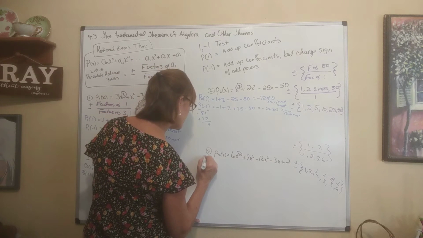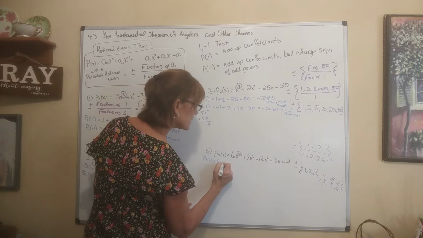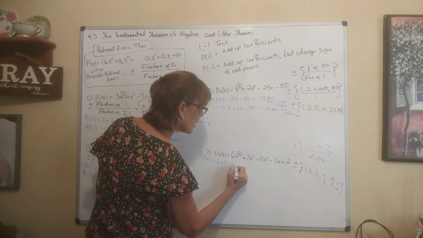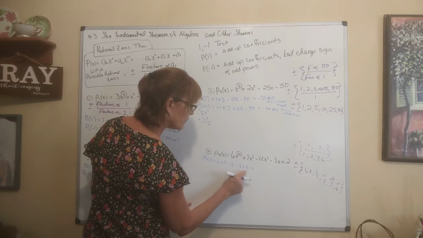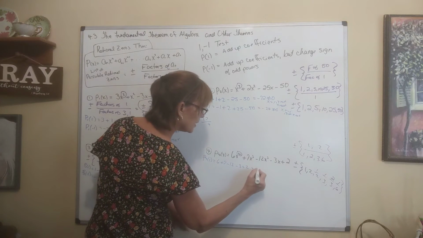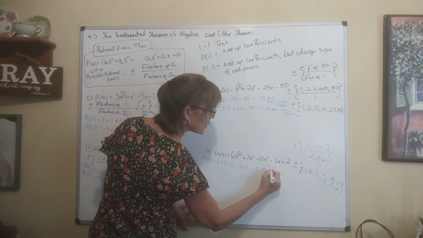Okay, let's do this one. P4 of 1: 6 plus 7 minus 12 minus 3 plus 2. 13, 14, 15 minus 15. This is 0. This tells me that x equals 1 is a root. That's great. We have to find 4 of these.